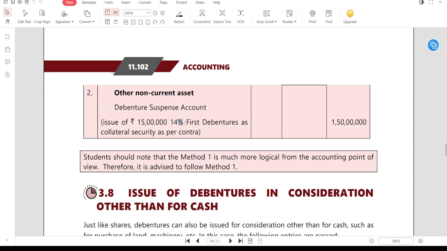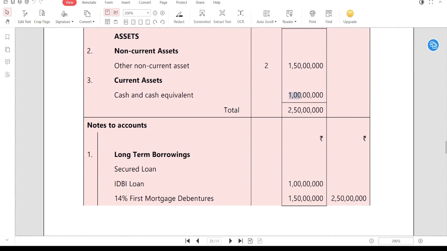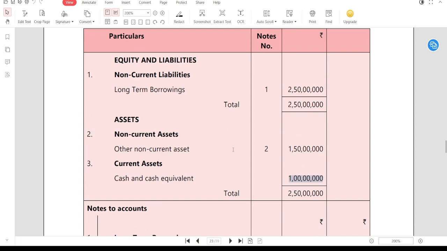Okay? And see here, 1 crore rupees is what? Cash and cash equivalent. See, when you take the loan from the bank, obviously IDBI bank, then you are receiving the cash. So the journal entry will be cash account debit to IDBI bank loan. That is the journal entry at the time of getting the loan from the bank. So that's why it is shown under the head current asset, cash and cash equivalent. So both the cases are matching. Great, that is very easy.